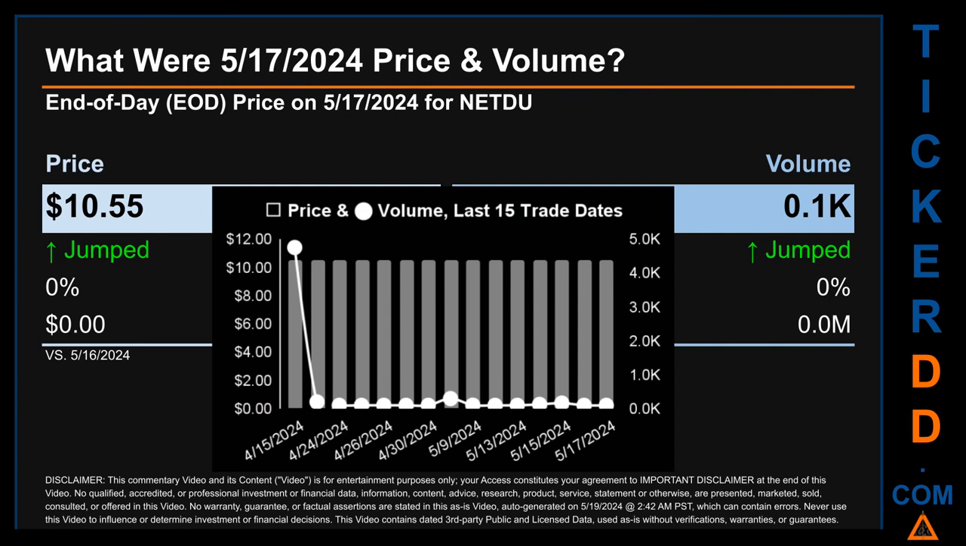The graph shows price and volume for the last 15 trade dates. Across a range of 6 cents, the max and minimum end-of-day price were respectively 10.55 and 10.49. Volume saw a range of 4.7 thousand, from a day low of 0.1 thousand to a day high of 4.8 thousand.